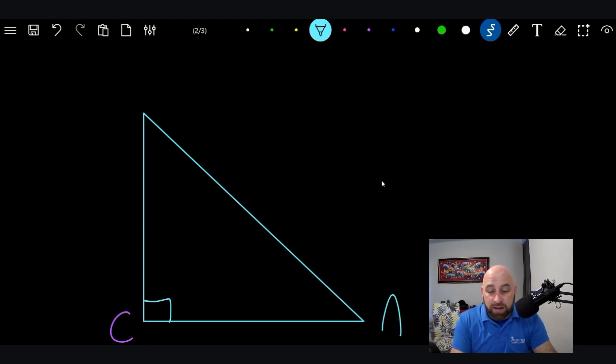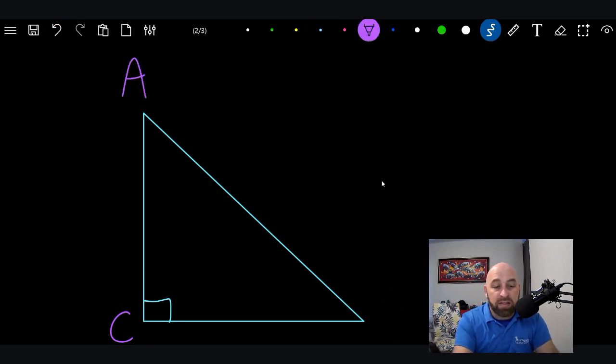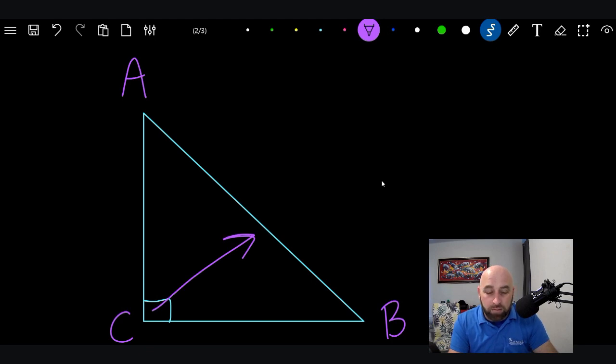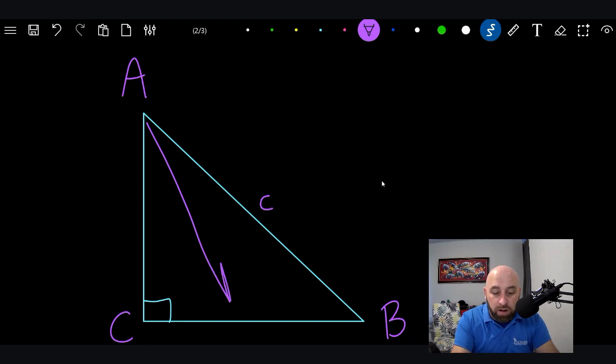Now, let's go ahead and talk about the other ones. It doesn't matter if I put A here or A here. It doesn't matter which one I make A. In the book, they made A this top one, and it's fine. You can make A whichever one, and then that would make this one B. Okay, so you have A, B, and C. Now, across from the angle, for instance, across from the angle C is the small letter c. That's how we name the sides. Across from this capital letter A angle, we're going to name this one small letter a.